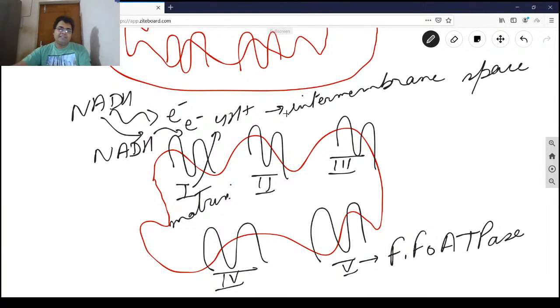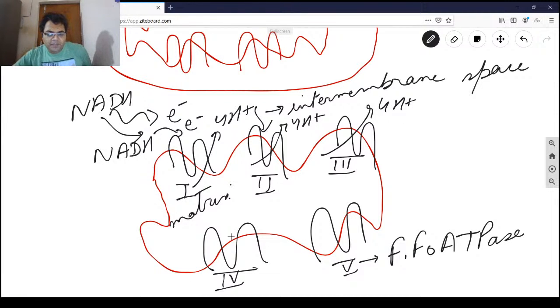Now like this, FADH2 will also come. FADH2 enters at the second complex, where it will donate. Okay, the same thing will happen. Here 2H plus is donated, and 2H plus will go and form water, which will be seen in complex 4.